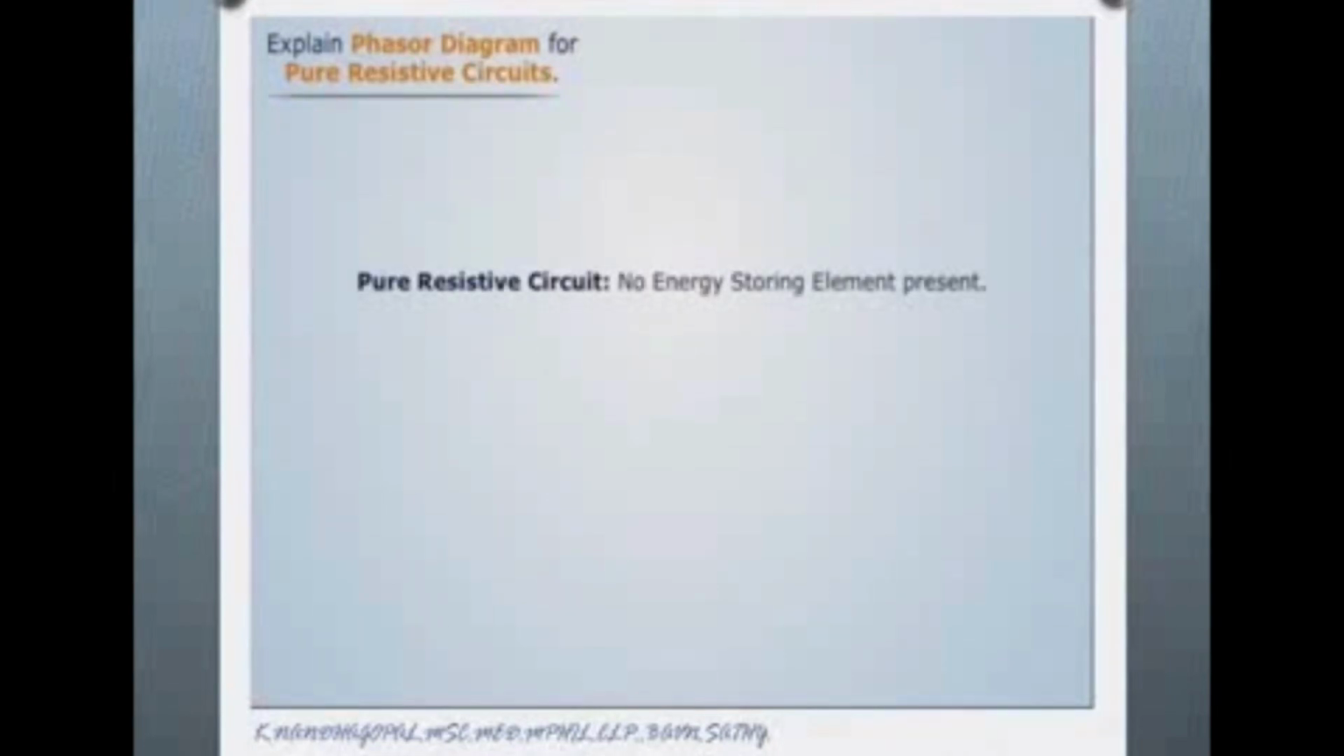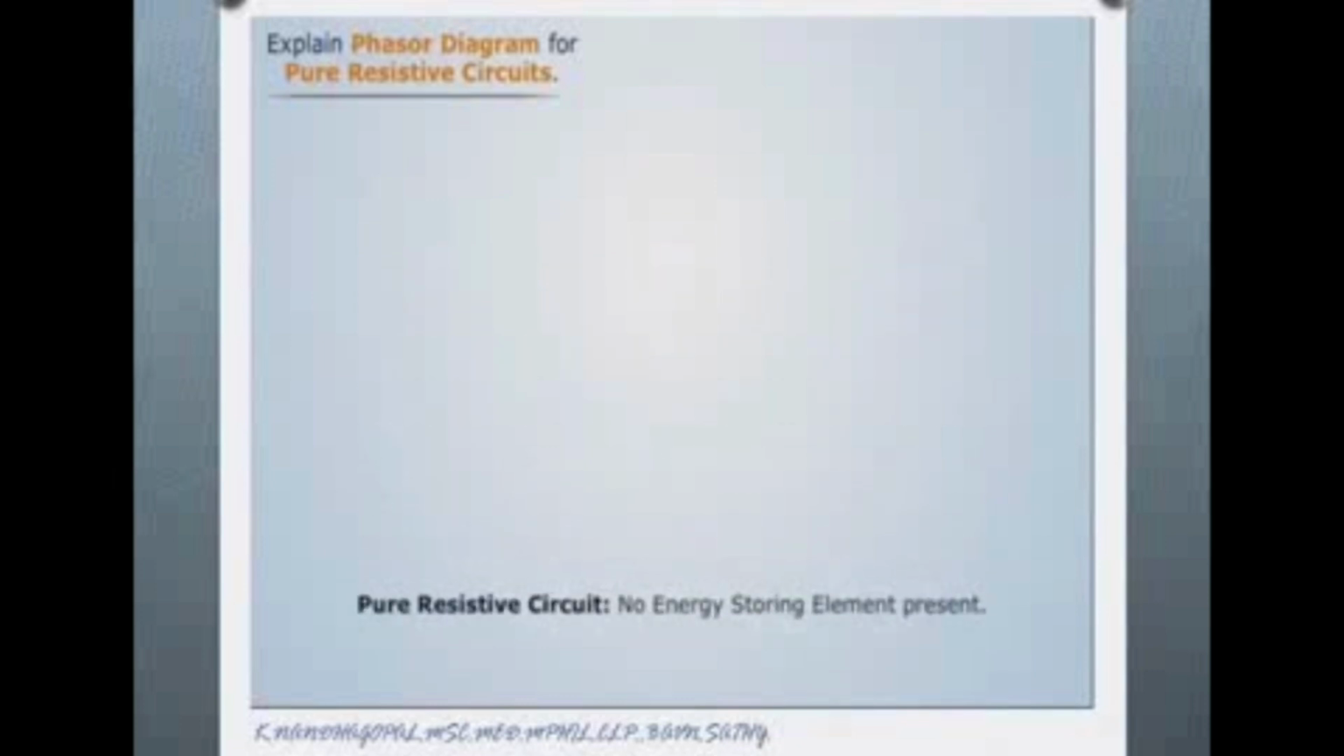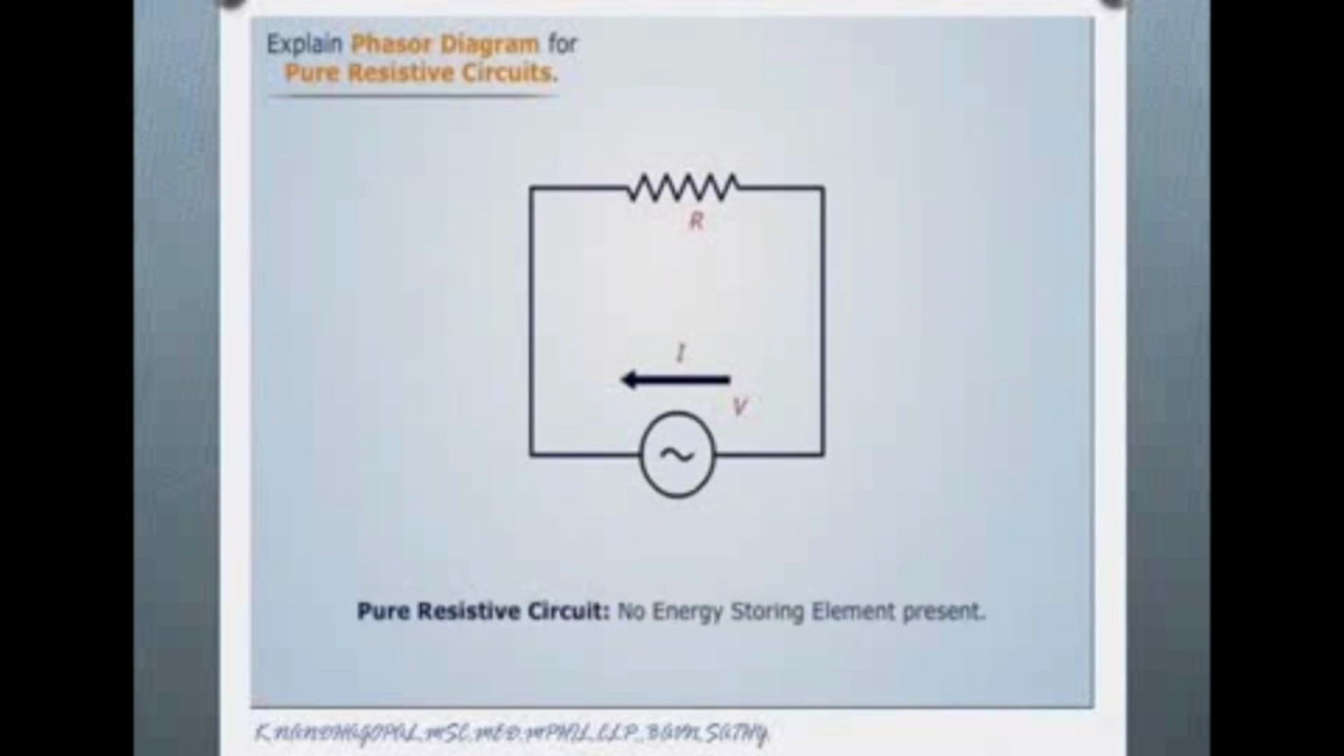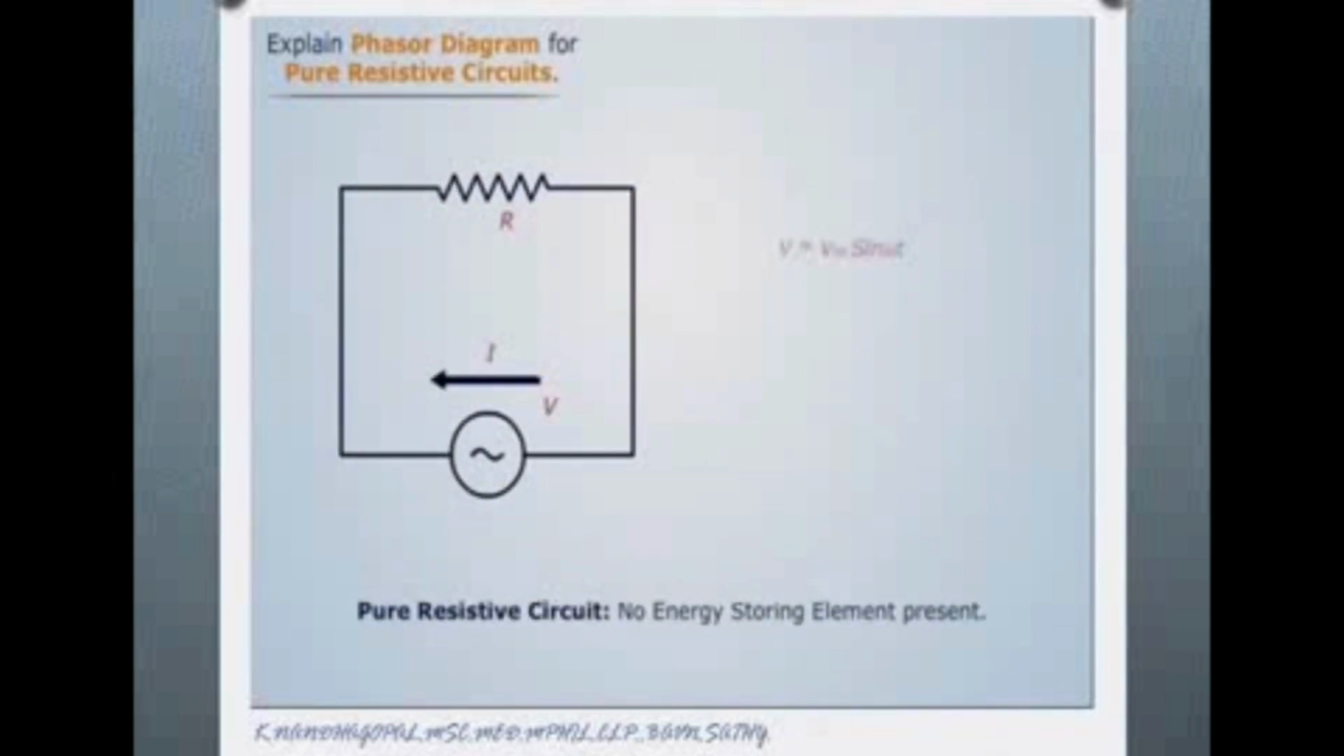So now you can see the pure resistive circuit. It does not store energy because it is a resistor. No energy is stored in that elementary circuit. So a resistor is connected to the AC current. R is the resistance.